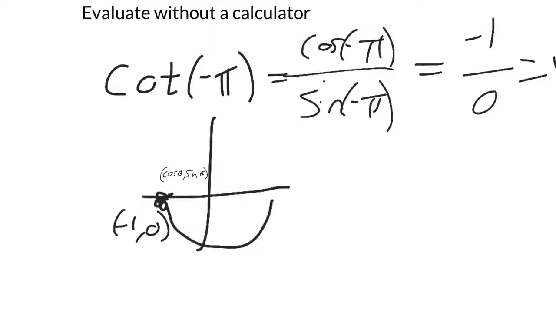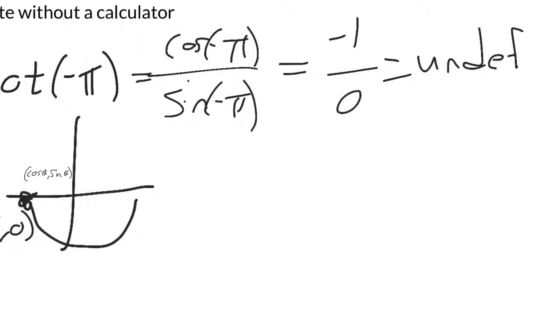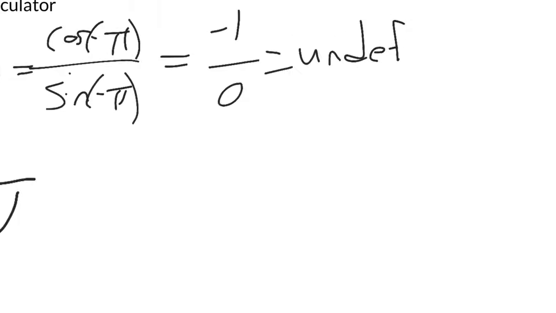Copyright. So cotangent of negative pi, that's the same thing as asking cosine of negative pi over sine of negative pi, because that's the reciprocal of tangent. Oh gosh, I said cosine. Cotangent of negative pi. That's cosine of negative pi over sine of negative pi. When we found those values by thinking of the x-coordinates, we got an undefined answer. So that's our answer: undefined.